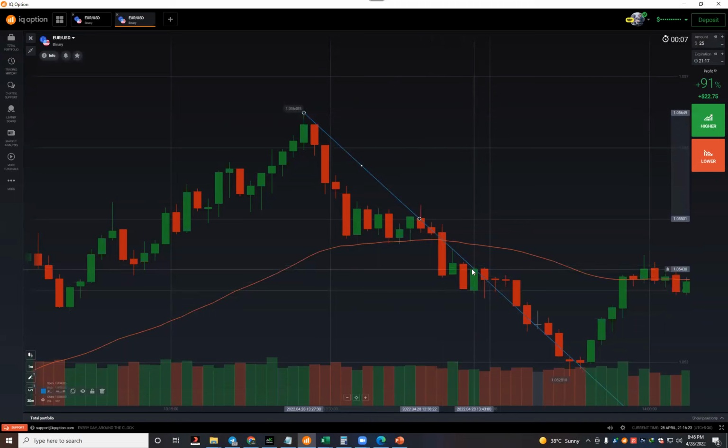Right? This candle is rejecting from here, and this candle, and this candle, and this candle. So, point A will be your higher point. Point B will be adjustable. Okay. This point is adjustable.